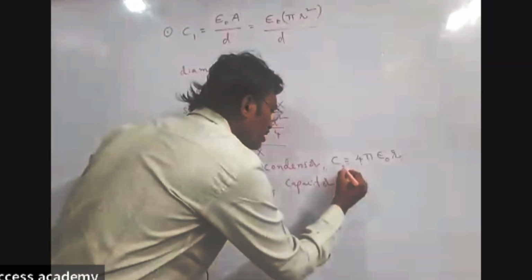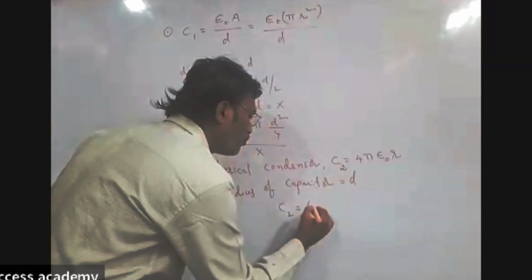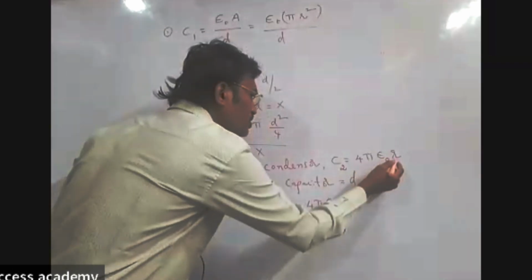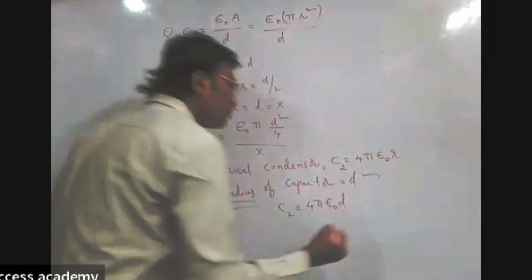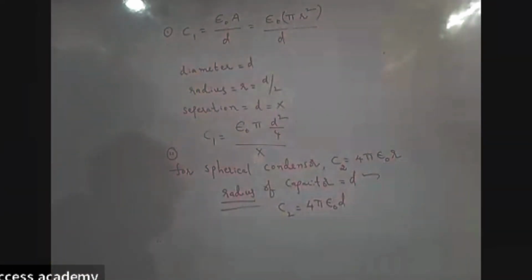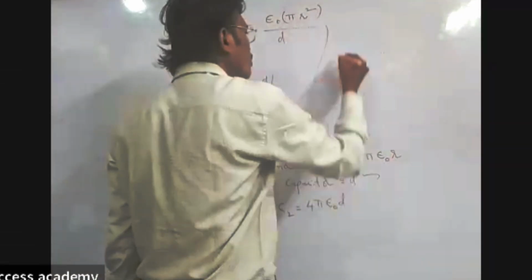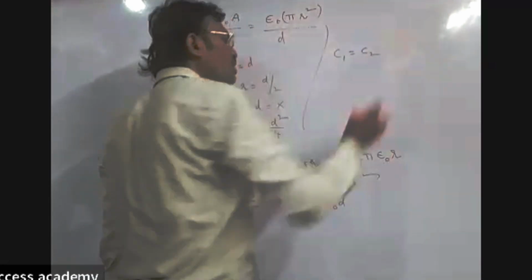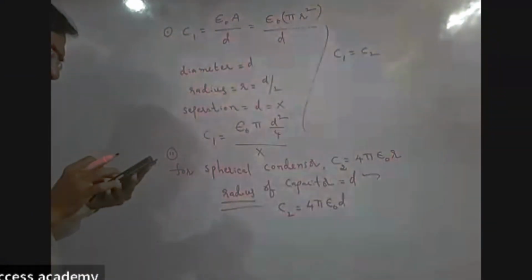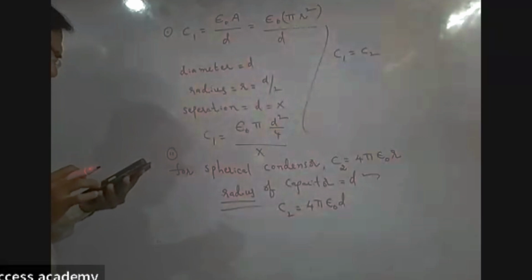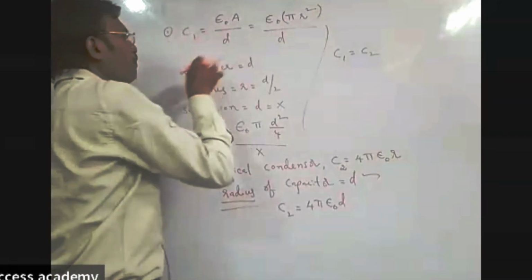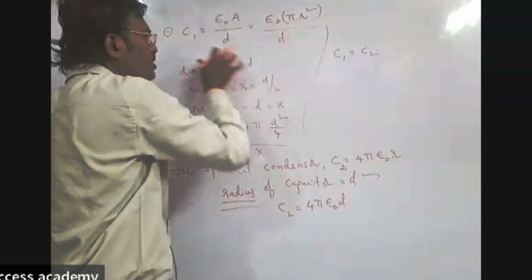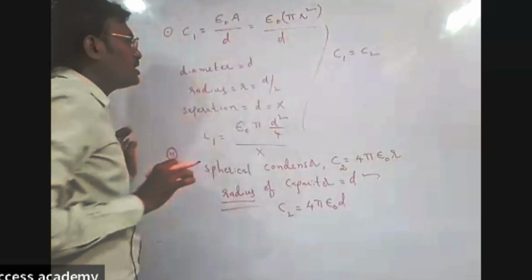So I am taking C2 is equal to 4 pi epsilon naught, with radius mentioned as R, but in the problem the radius is given as D. So now in the place of R I am writing D. These two values are equal. According to the problem, C1 is equal to C2. Then what do we need to find out? We need to find the distance of separation between the plates of the parallel plate capacitor. Case 1 is the parallel plate capacitor. This is the concept related to the parallel plate capacitor. In this case, what is the separation?